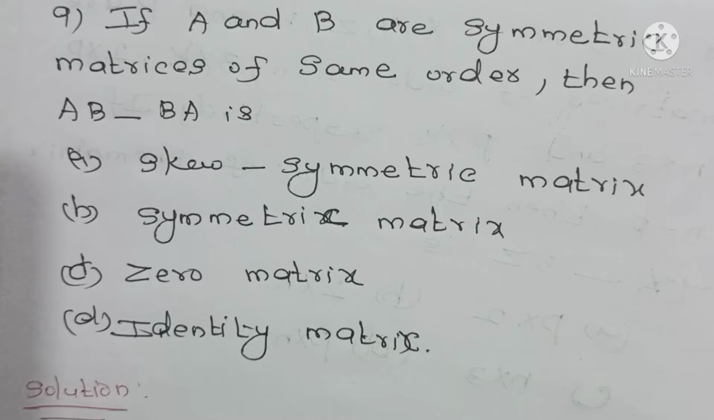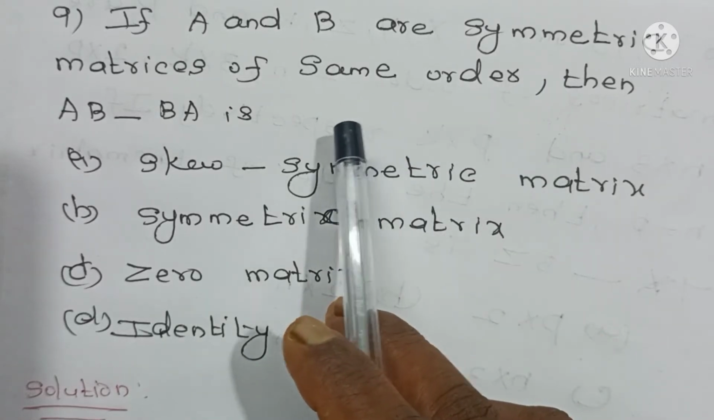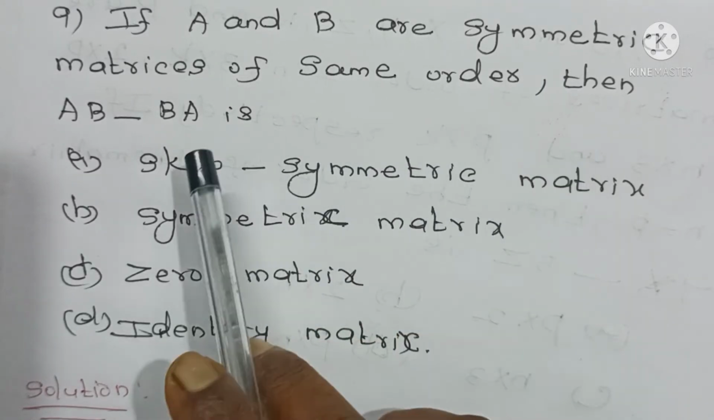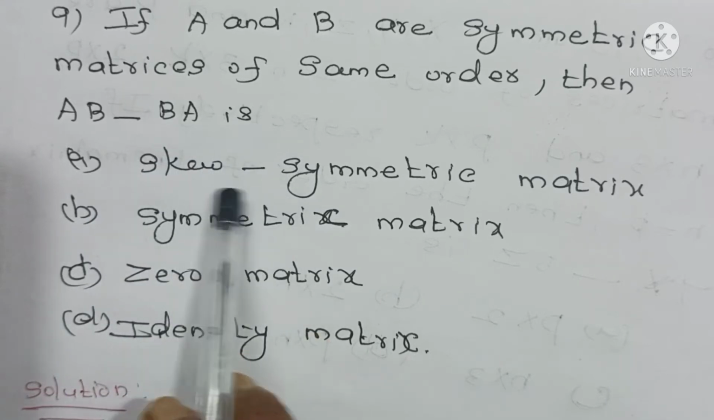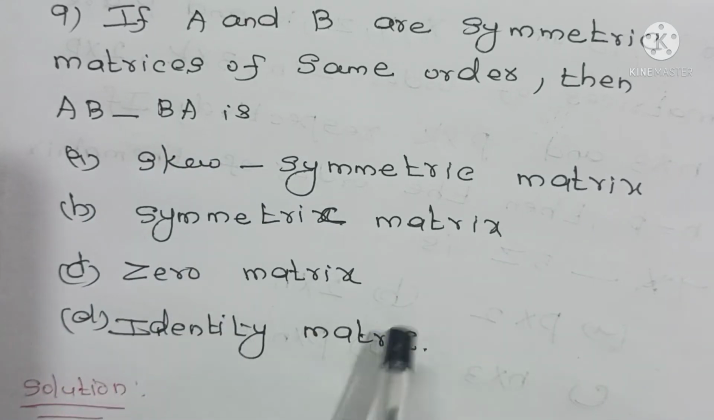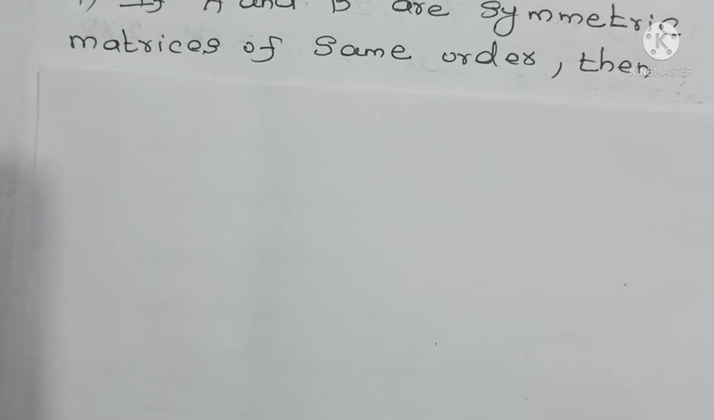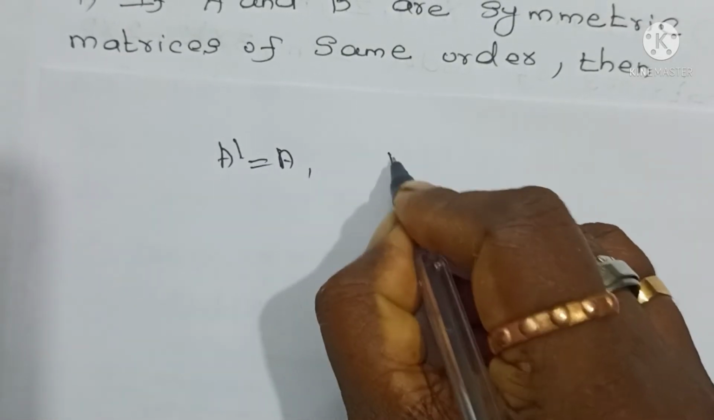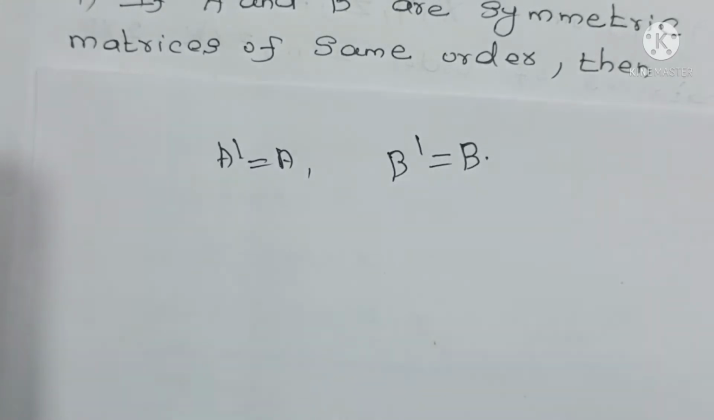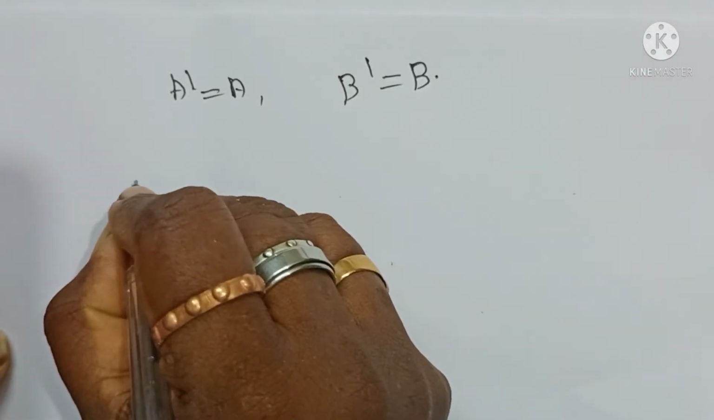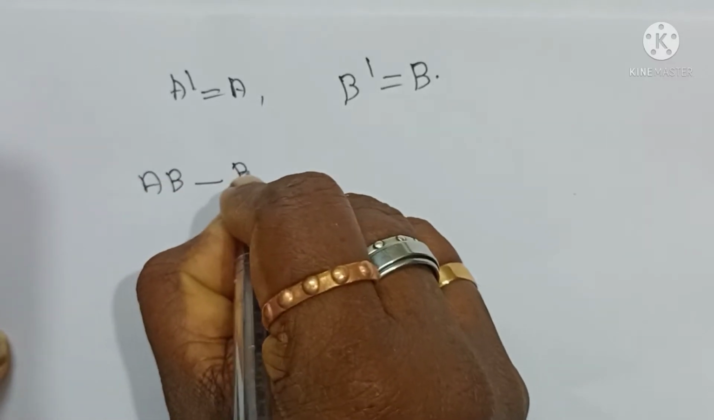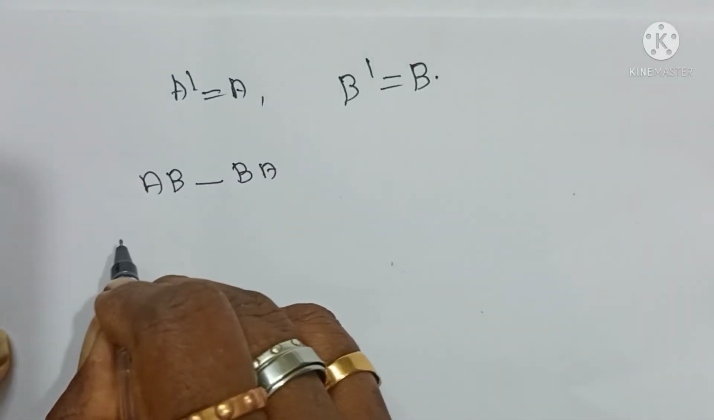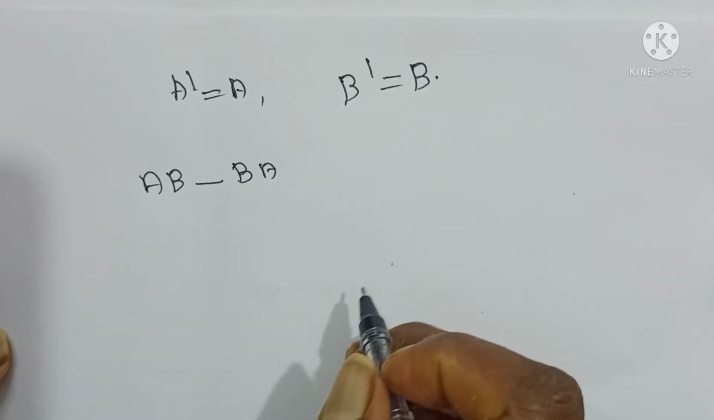Ninth question. If A and B are symmetric matrices of the same order, then AB minus BA is skew symmetric, or symmetric, or zero matrix, or identity matrix. A and B are symmetric matrices, which means A dash is equal to A and B dash is equal to B. Then you have to check whether AB minus BA is a skew symmetric matrix, a symmetric matrix, or a zero matrix.